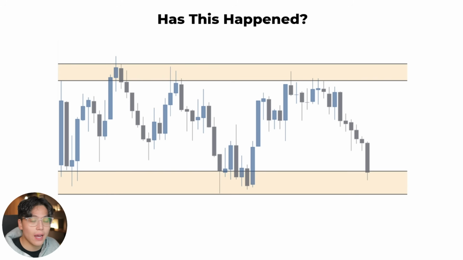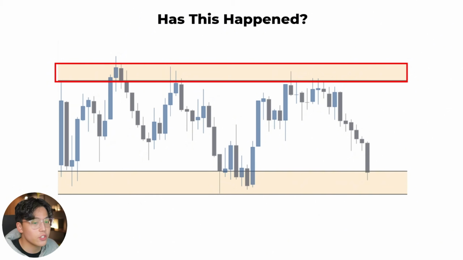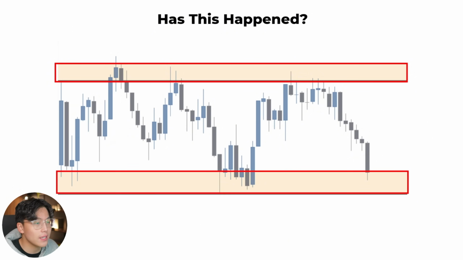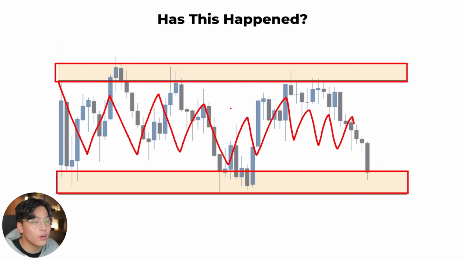Has this ever happened to you? Have you ever seen a super clear level of consolidation? Price is ranging in between key levels. We know that we're not supposed to trade inside of range, so we're very cautious. And we want to wait for the break below, or we want to wait for the break above for continuation to either the upside or the downside.